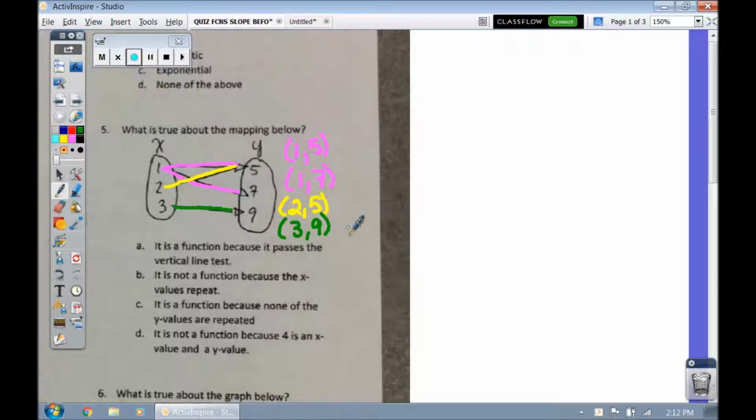So if you like coordinates, make the coordinates. So let's look at our answer choices. Look at A. It is a function because it passes the vertical line test. Well, to see if it passes the vertical line test, I would have to plot these points.